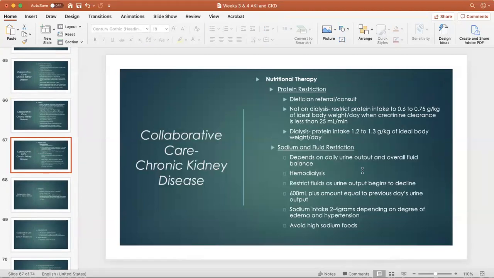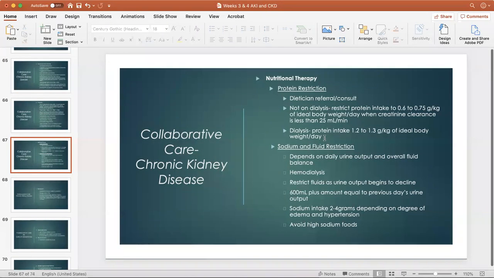Nutritional therapy. This protein thing really gets you. Let's see what they say here. So if you're not on dialysis, we're going to restrict protein. Again, like I said, we don't want to eliminate protein. We just want to have a low protein diet. And then when they are on dialysis, you want to have it a little bit higher.